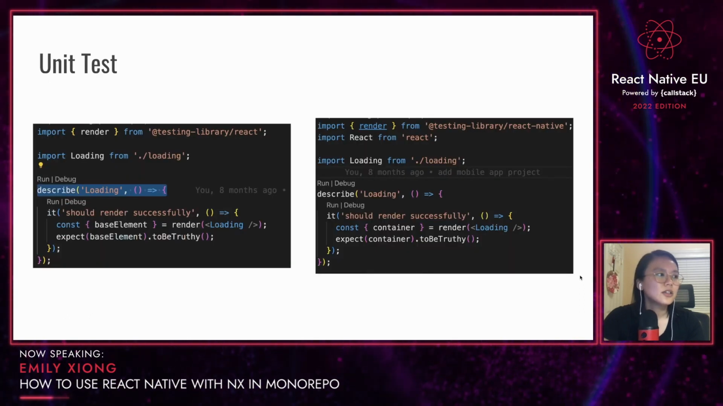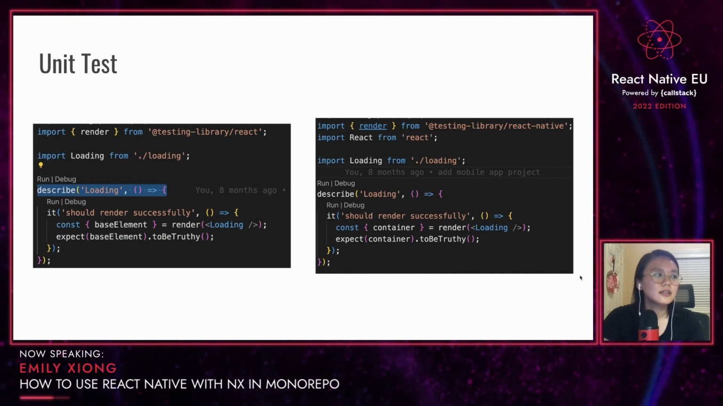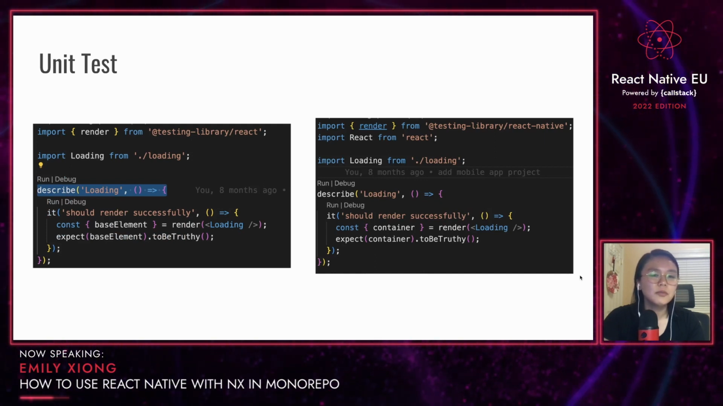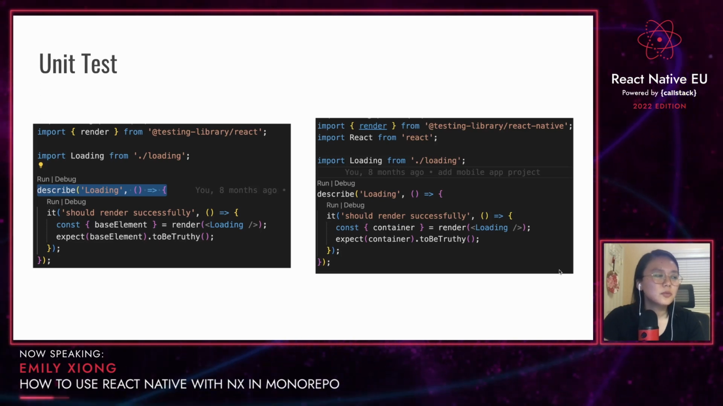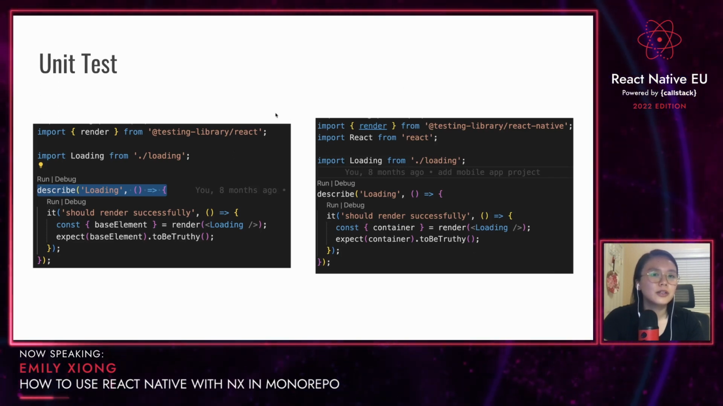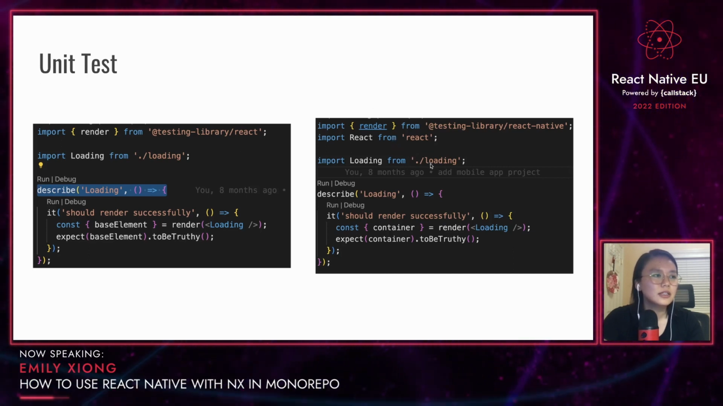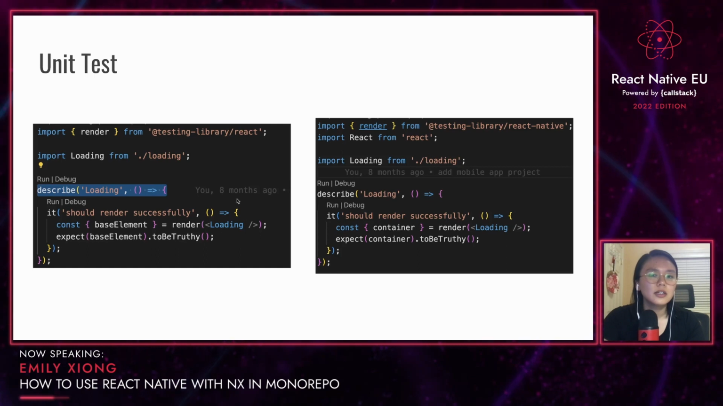If you generate your component using the nx generate React Native component command, you will notice there's already a .spec file created for you. This is what the .spec file looks like. I have an example comparing a React unit test with a React Native unit test on the right. They are kind of similar.